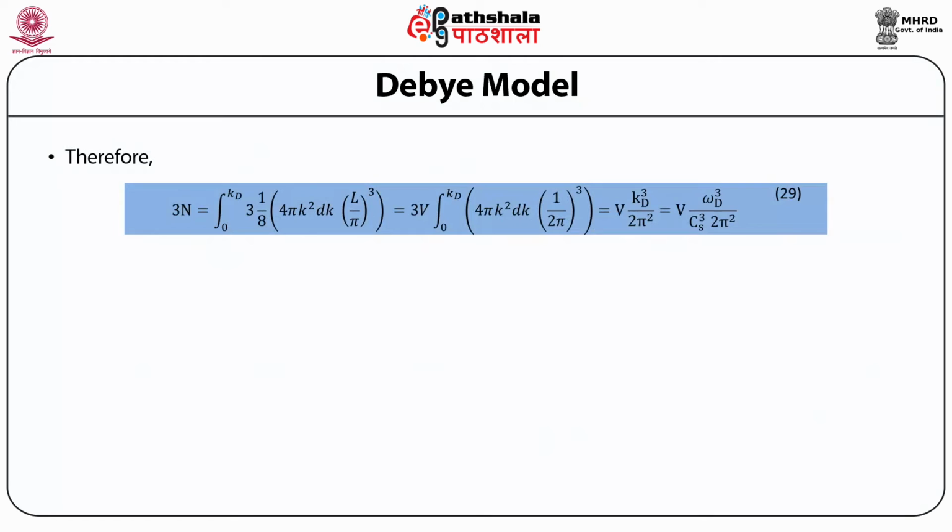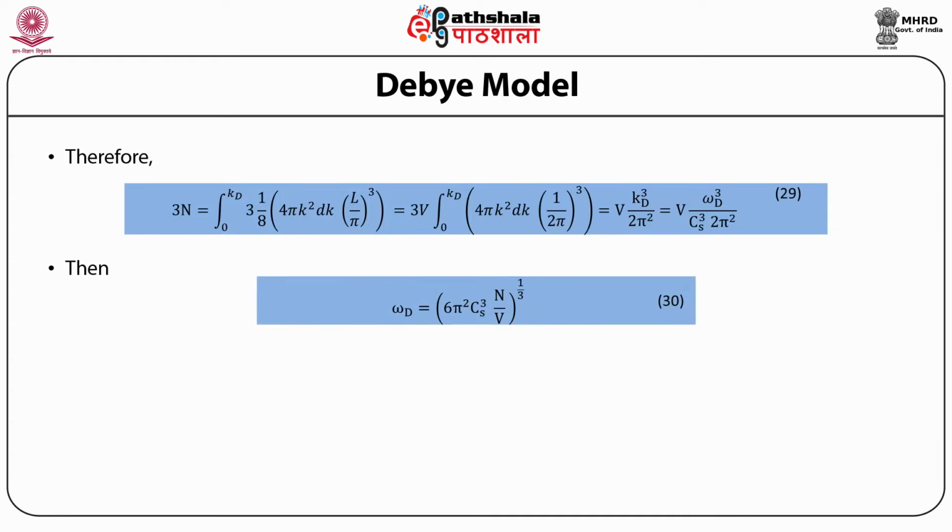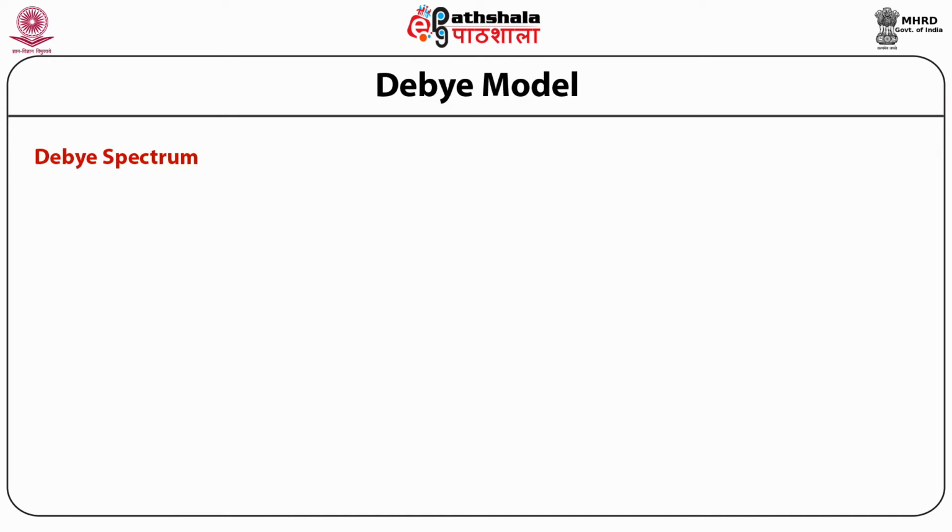Therefore, 3N = integral from 0 to k_D of 3 times 1/8 multiplied by 4πk² dk multiplied by (L/π)³ = 3V integral from 0 to k_D of 4πk² dk times 1/(2π)³ = V k_D³/(2π²) = V ω_D³/(C_s³ 2π²). Then ω_D = (6π² C_s³ N/V)^(1/3). Now we will look at the Debye spectrum.